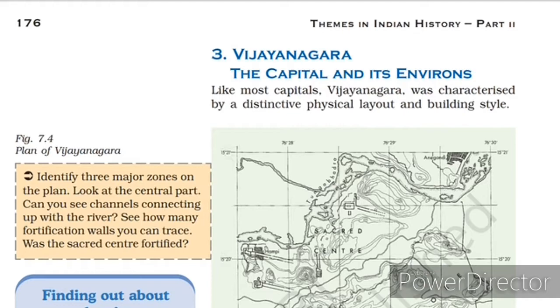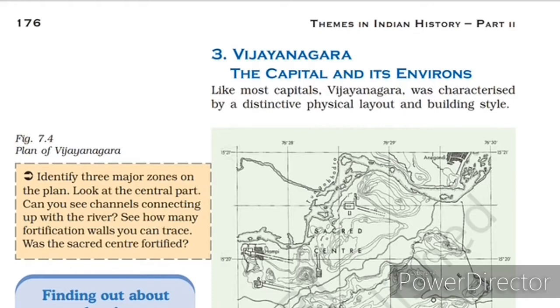So our first topic of the chapter is Vijayanagara, the capital and its environs. When you talk about Vijayanagar, it is the capital city of the kingdom. It was remarkably popular and regarded as very important in its time because of its layout and building style. It has very distinctive characteristics, be it the physical layout or the building style.